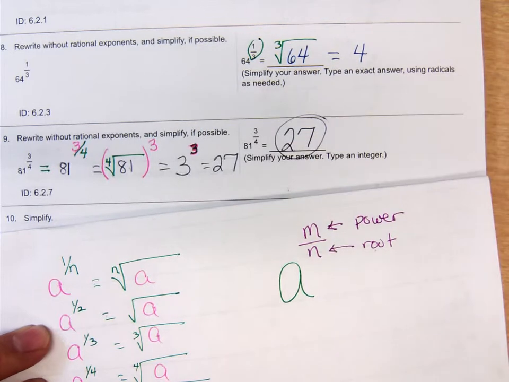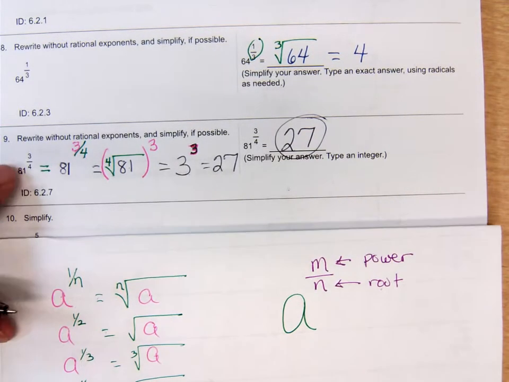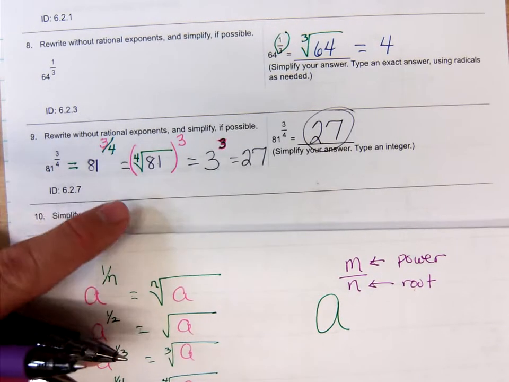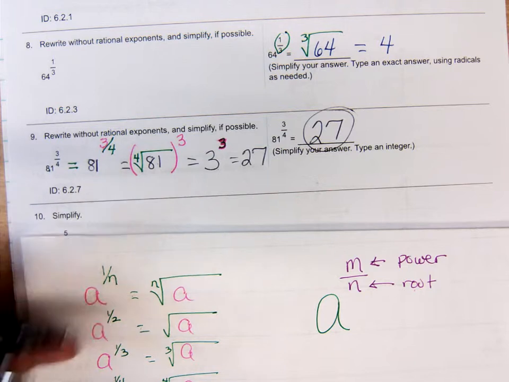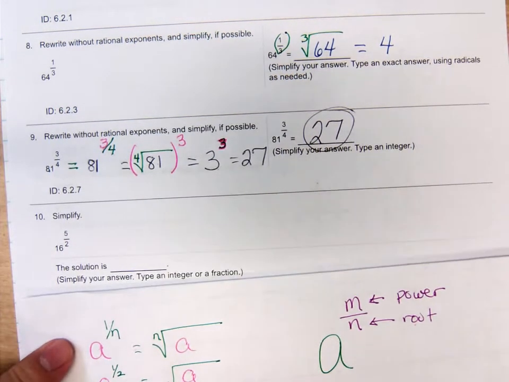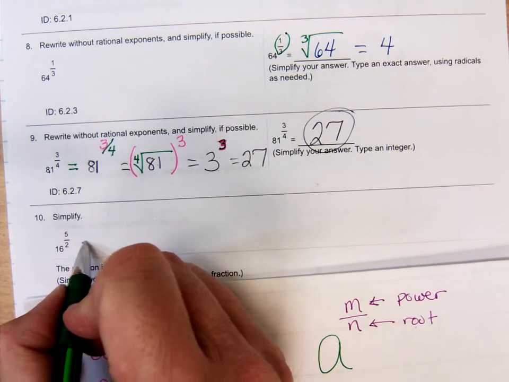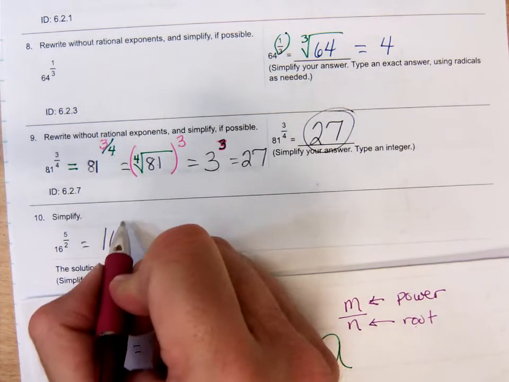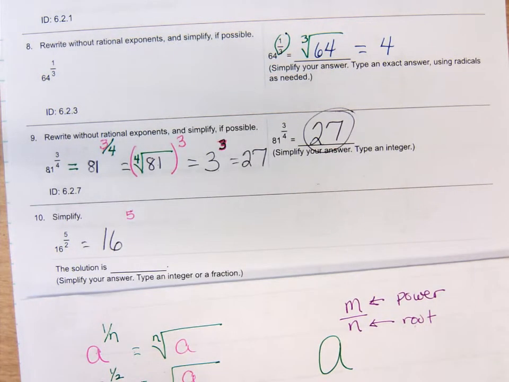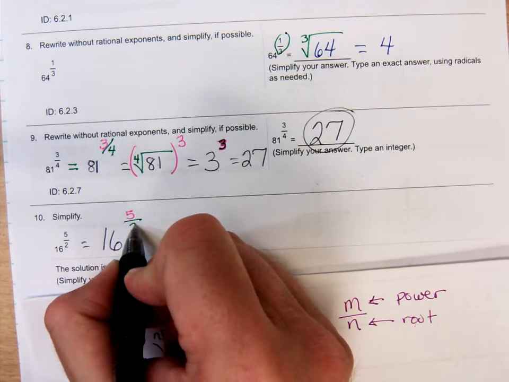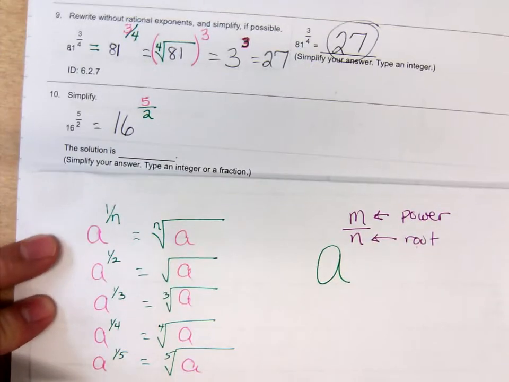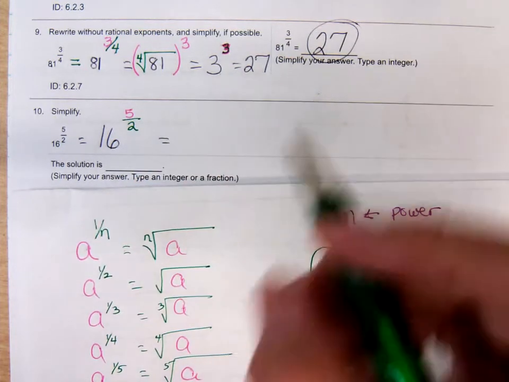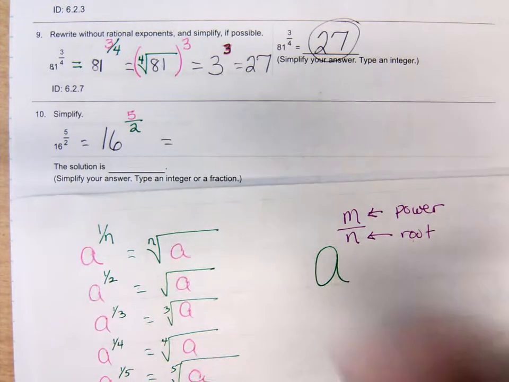Okay? So if the exponent isn't a 1, the top number isn't a 1, just do the root first and then raise it to that top power. Like here on number 10, let me do this. 16 to the 5 over 2, or 5/2 power. Well, I'm going to do the root first.